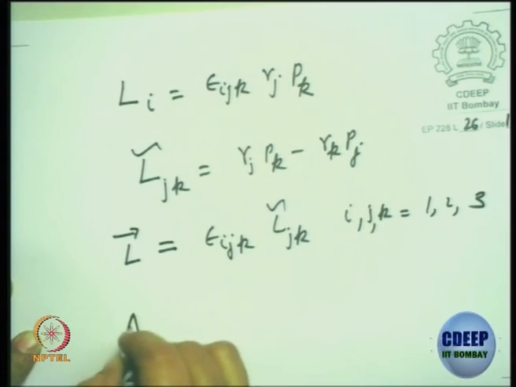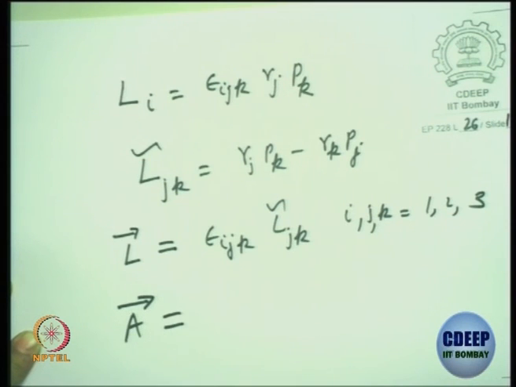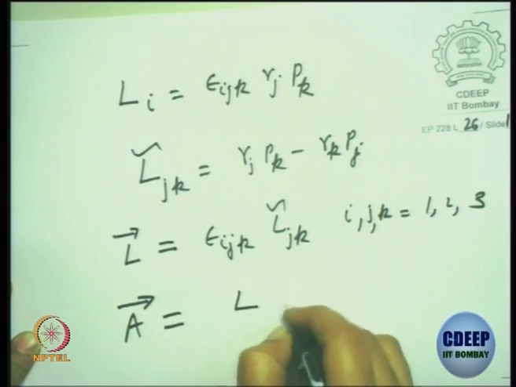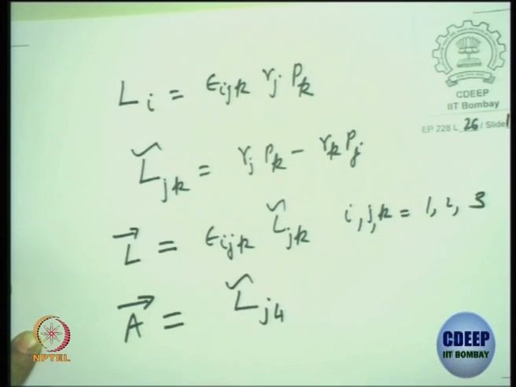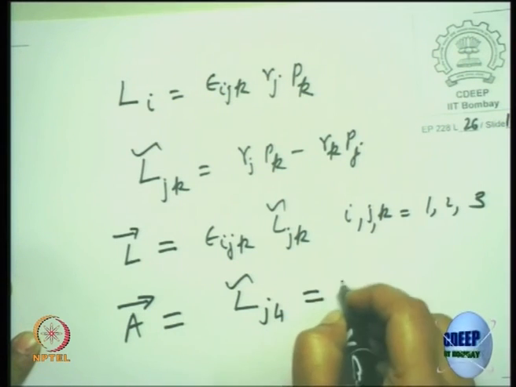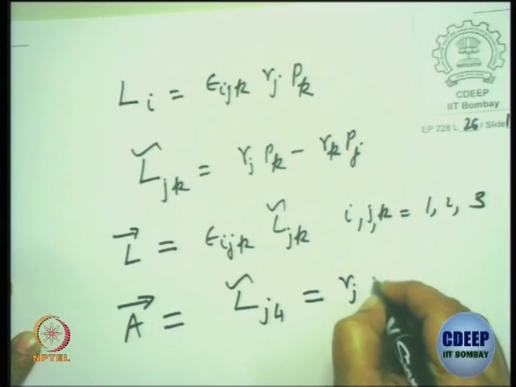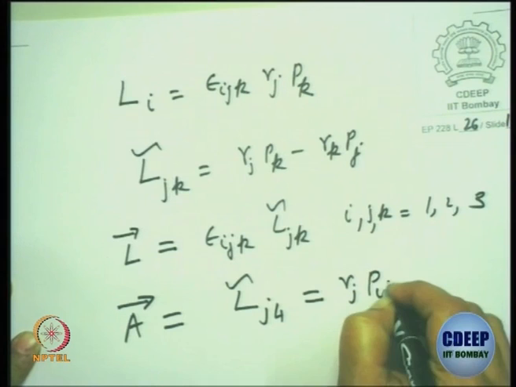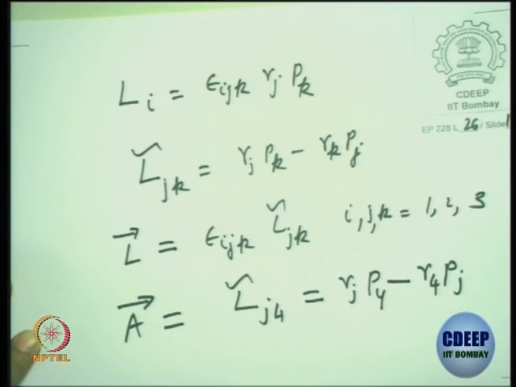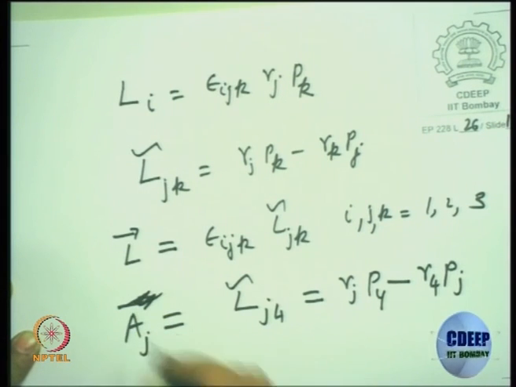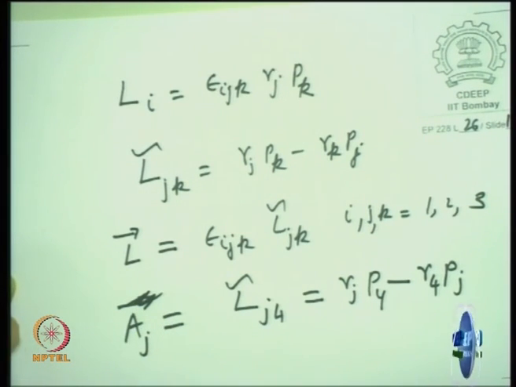You can write your A vector as L tilde j4, by putting in a fourth fictitious coordinate. What is this? L tilde j4 is Rj P4 minus R4 Pj. This is where the Runge-Lenz vector components come in. So this is Aj, which can be rewritten.